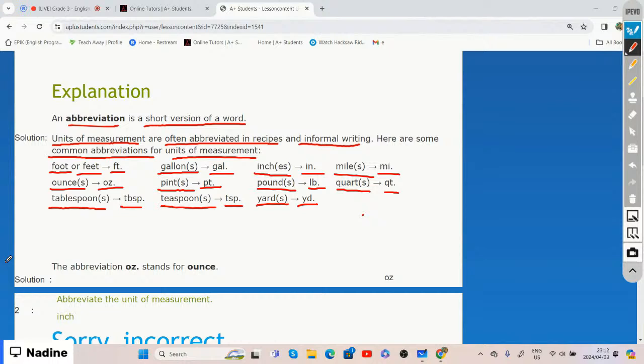And usually units of measurements, you'll either find it in recipes or when you are, for example, using informal writing. And informal writing is where you can basically use your abbreviations as long as the period is there. Once you write your abbreviations with the period, the reader will be able to get an indication that, okay, this word is abbreviated, but you cannot use abbreviated language, for example, in formal writing. That is now for units of measurements.